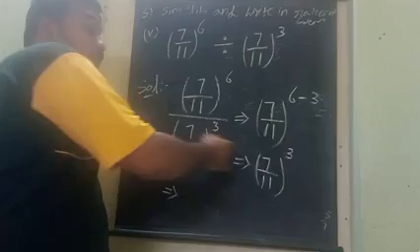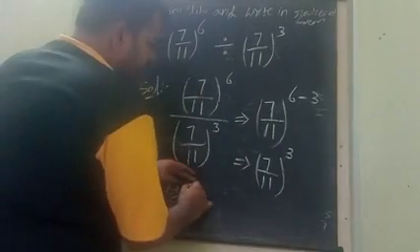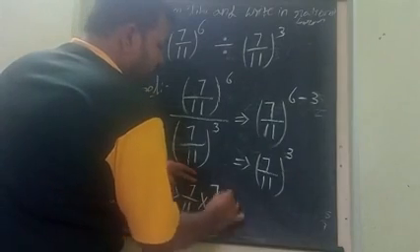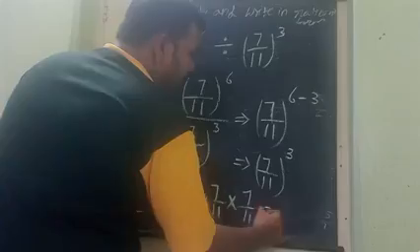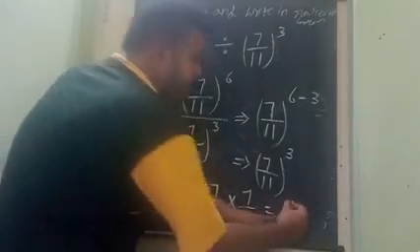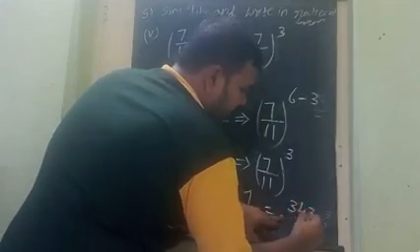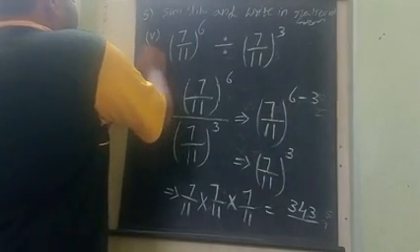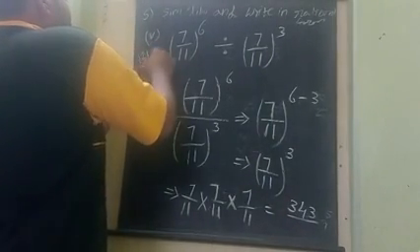So 3 times. Why? Because the power is 3. So write that as 7 by 11 into 7 by 11 into 7 by 11. Now, we did this sum previously. 7 7s are 49. 49 7s are 343. Then for the denominator, 11 11s are 121. 121 into 11, multiply that one.